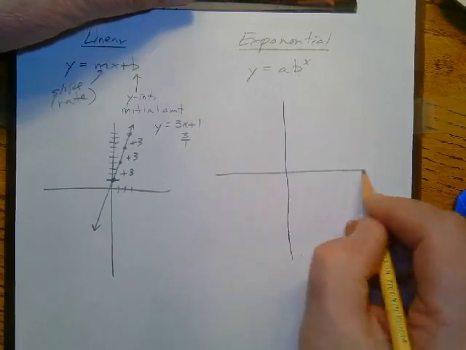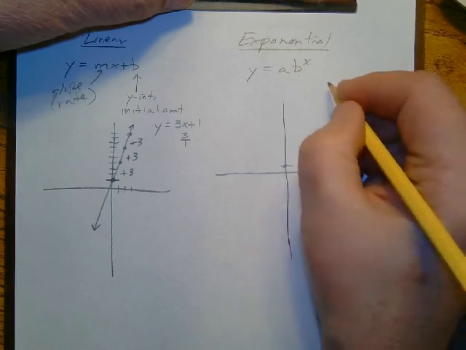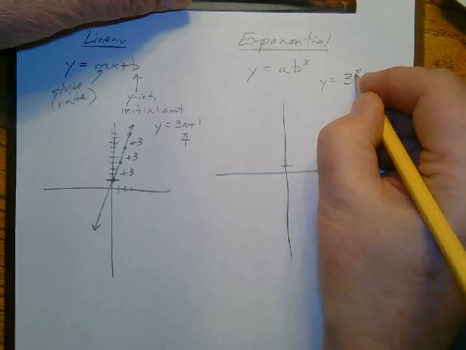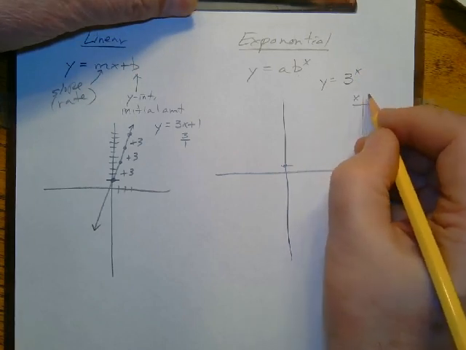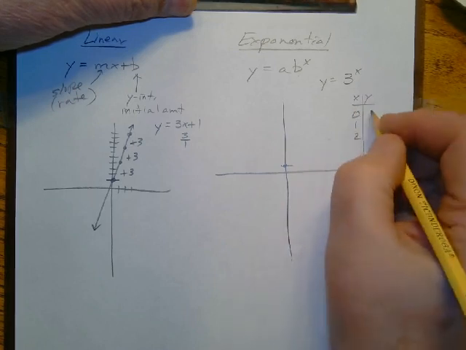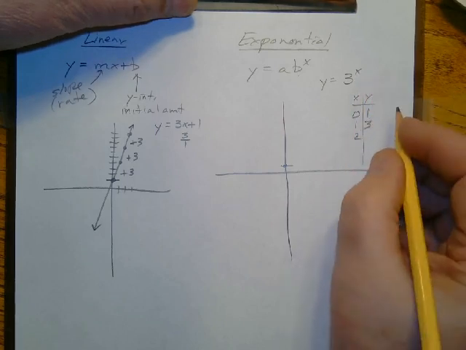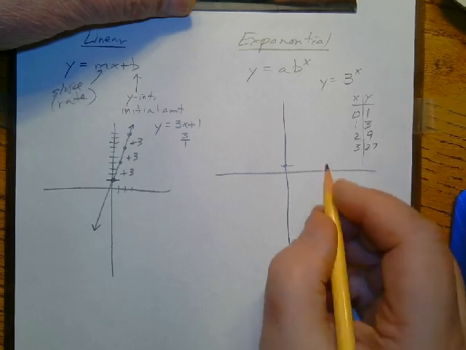Well, as we just saw with exponential equations, every time you move to the right, let's go back to y, let's do y equals 3 to the x, okay? So we can make a table here. If x is 0, y is 1. If x is 1, y is 3. If x is 2, y is 9. If x is 3, y is 27.